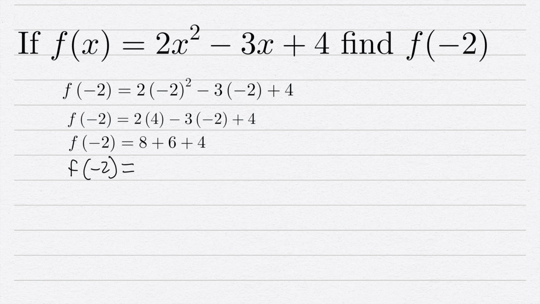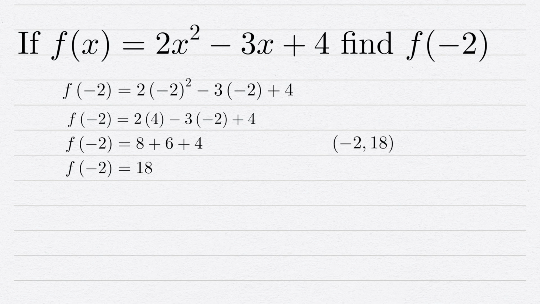So here, we could add them in order, and that works perfectly fine, but when adding it's often helpful to remember it's commutative and to look for convenient pairs. So here, 6 plus 4 is 10, 10 plus 8 is 18. So for our final statement, we know that f of negative 2 is 18. That is, the output when the input is negative 2 is 18. We could write this as an ordered pair, (negative 2, 18).